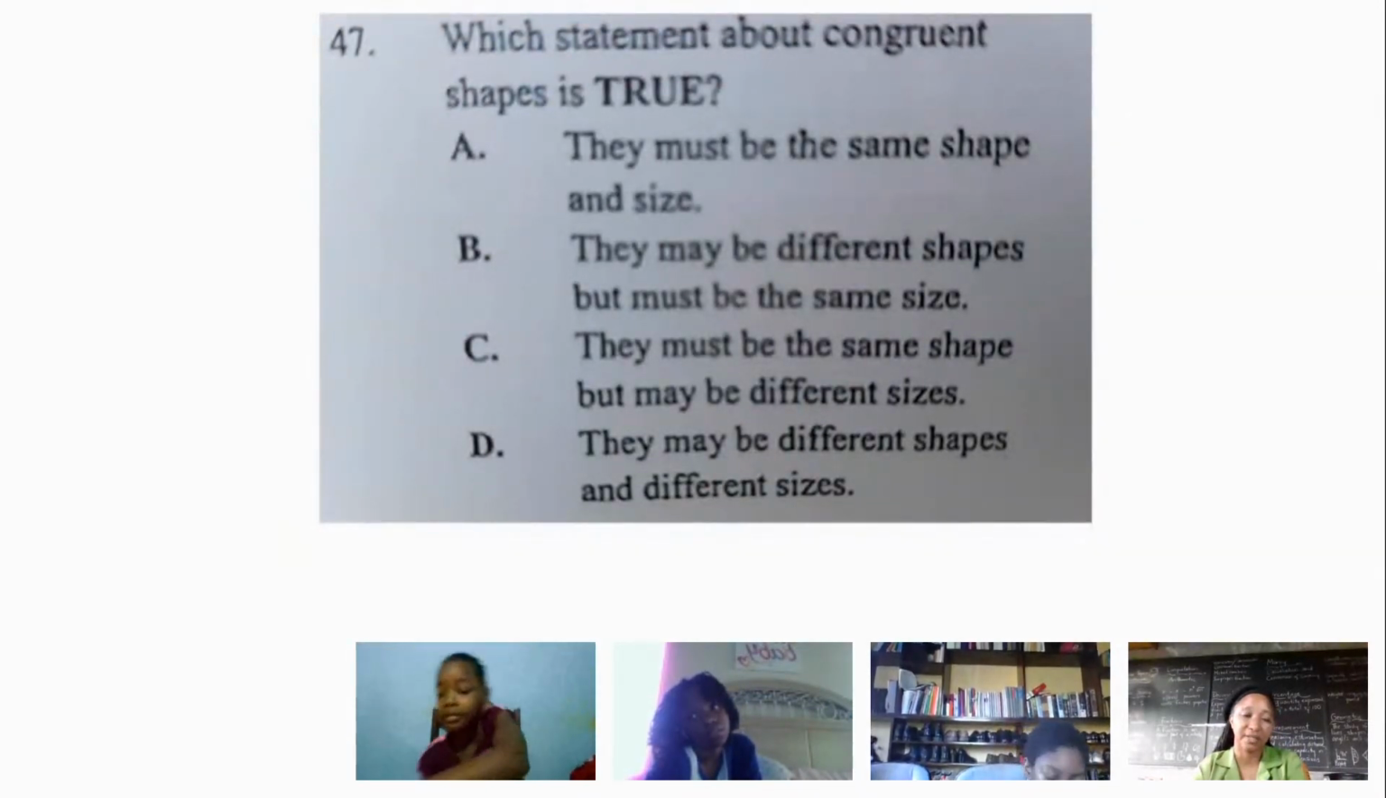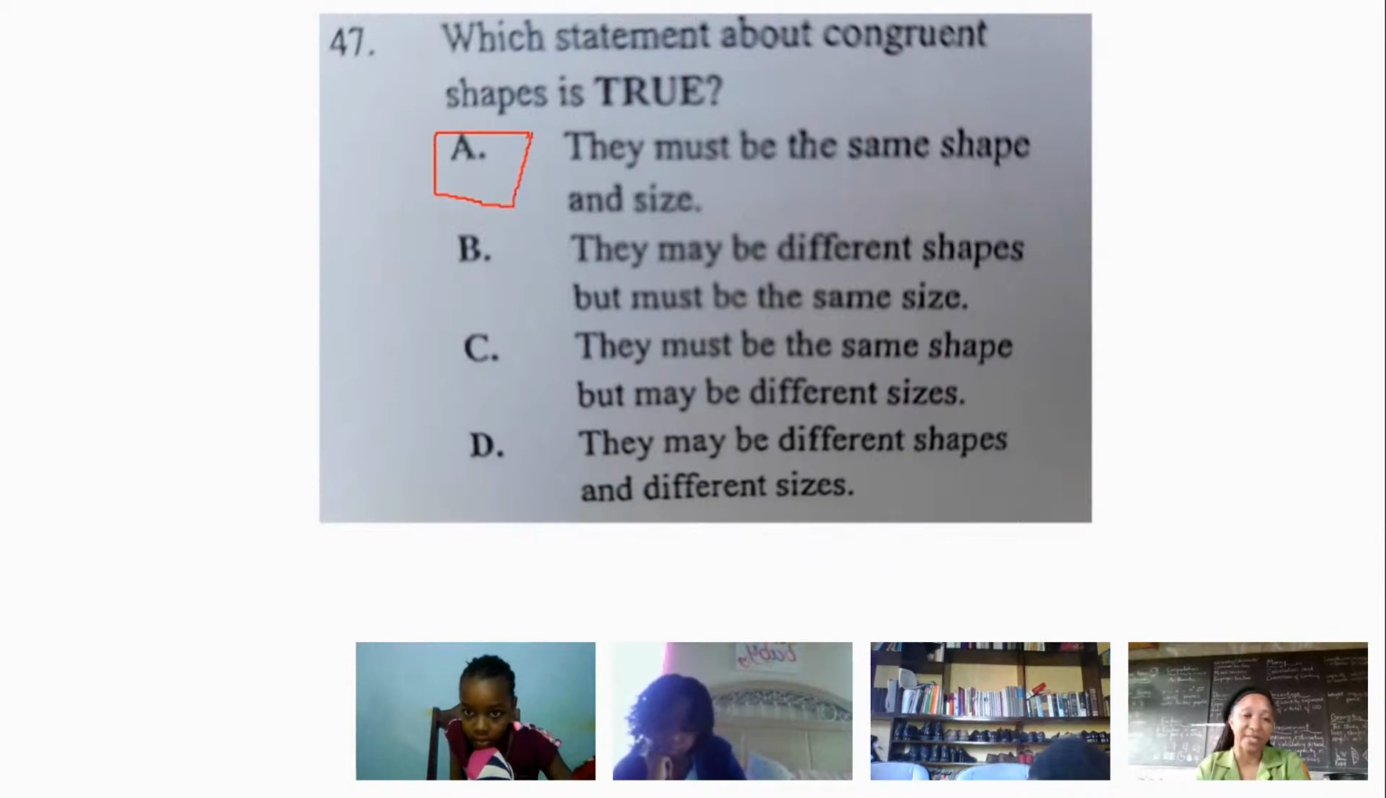Miss, I say A. They must be the same shape and size. All right, that is correct. So when two shapes are congruent, they have the same shape and size.